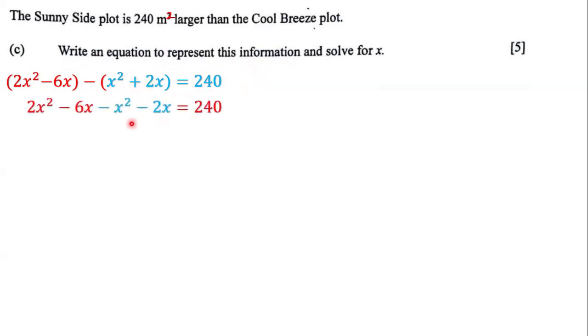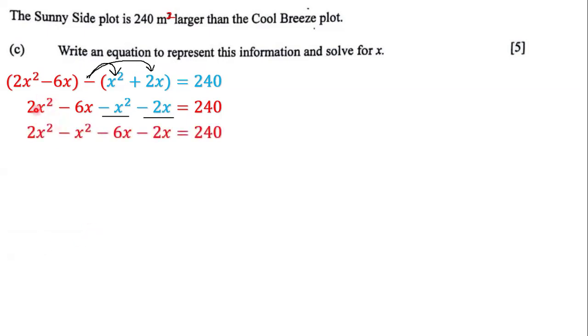So what we have here, I just removed the brackets, but I also distributed this -1. So we have -1 multiplied by x squared, and that gives us a negative x squared. And you have a -1 multiplied by positive 2x, and that gives us a negative 2x. And so now we're going to combine the like terms.